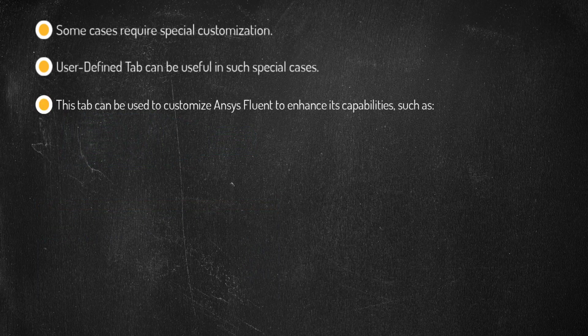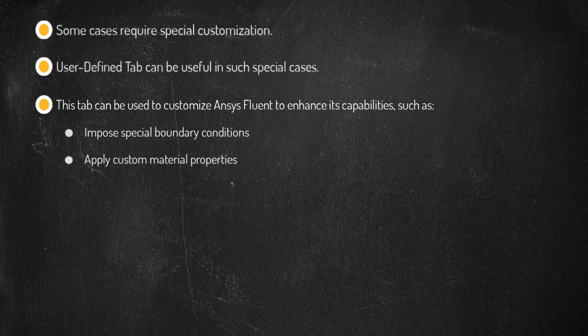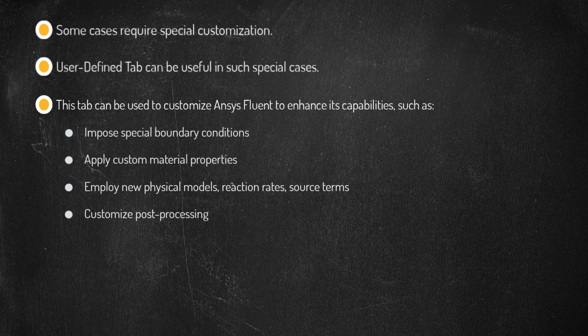This tab can be used to customize Ansys Fluent and enhance its capabilities, for example, to impose special boundary conditions, apply custom material properties, employ new physical models, reaction rates, source terms, customize post-processing, solve user-supplied partial differential equations, and much more.